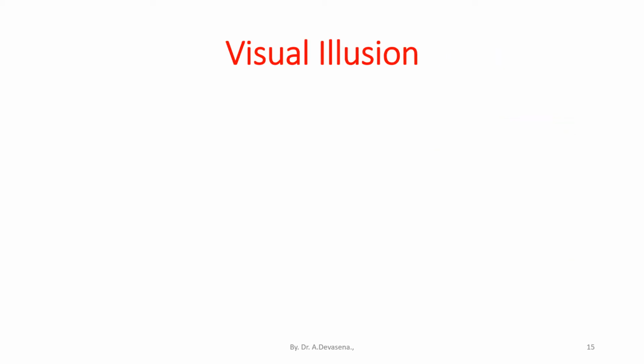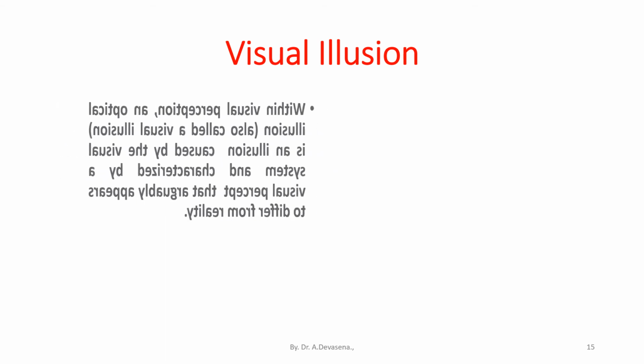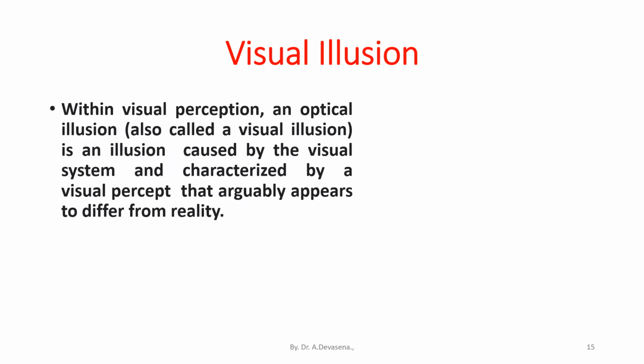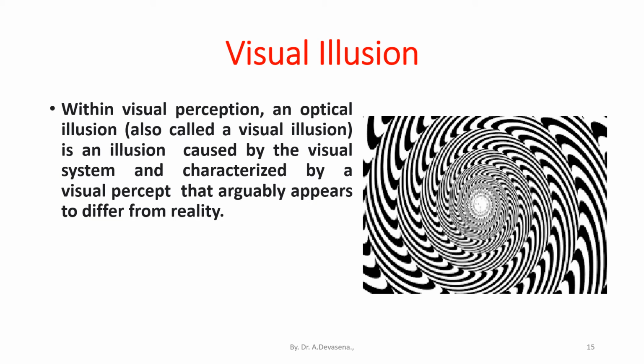Visual illusion. Within visual perception, an optical illusion, also called a visual illusion, is an illusion caused by the visual system and characterized by a visual percept that arguably appears to differ from reality. Here is the representation of a visual illusion image.